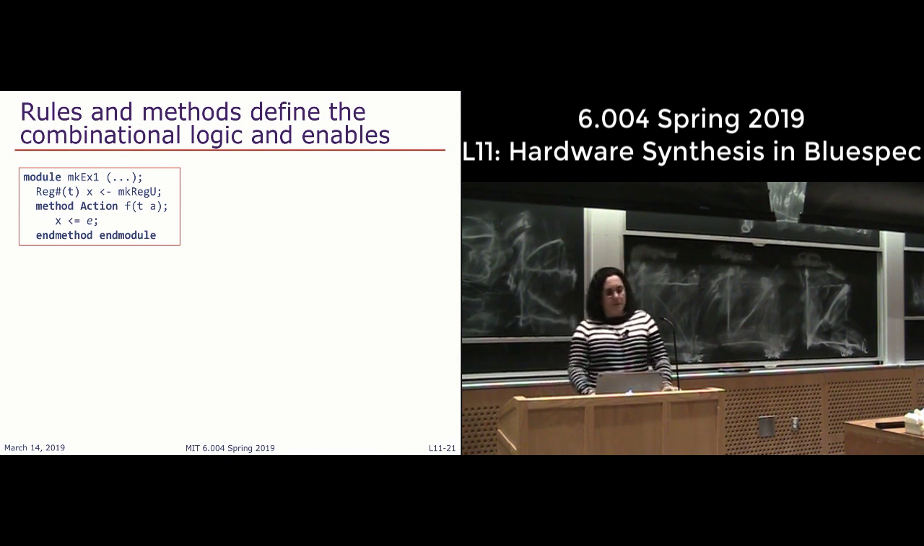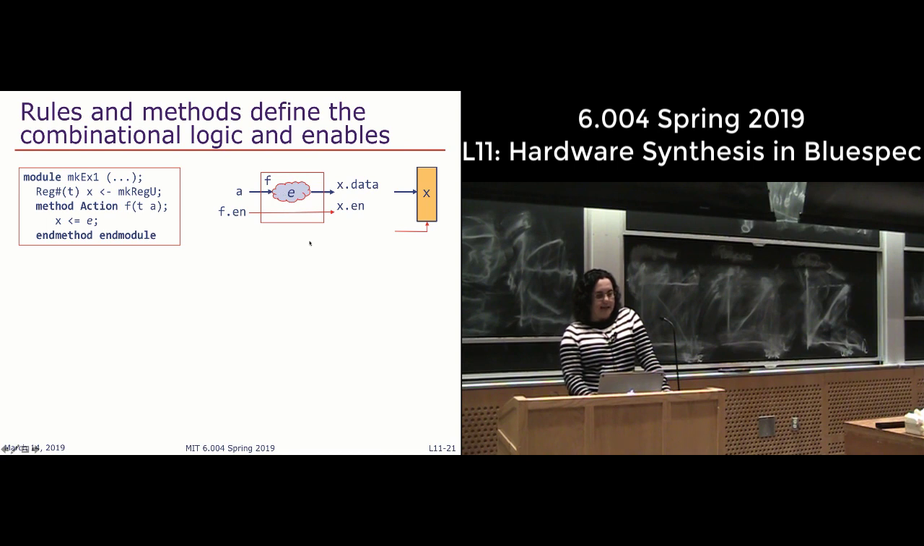Okay, so let's take a simple example. Suppose that I have a method here which doesn't have any guards, and all that it's doing is it's taking this expression E and it's assigning it to my register X. So the first thing that I have is I've instantiated my state register, which is this register X, which has data and enable. And what I'm going to do is I'm going to have this method F, which has an expression E in it, and it's going to receive my A input.